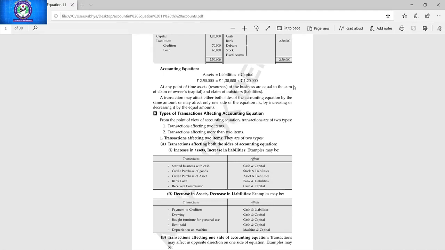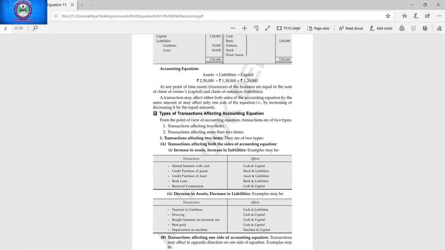Stock and debtors. Tell me, Namish, which account will increase and which will decrease. Yes, debtors will increase. Very good. I told you earlier, debtor. Debtor will increase and stock will decrease.